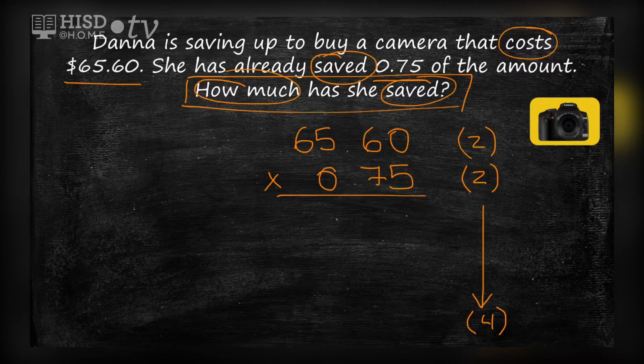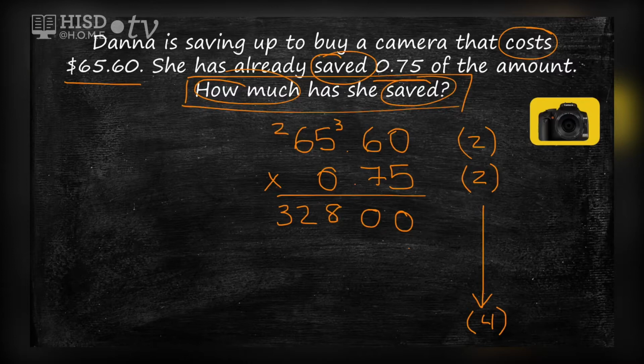So let's see. I'm going to start. 5 times 0 is 0. 5 times 6 is 30. I carry 3. 5 times 5 is 25, and 3 is 28. I carry 2. 5 times 6 is 30, and 2 is 32.